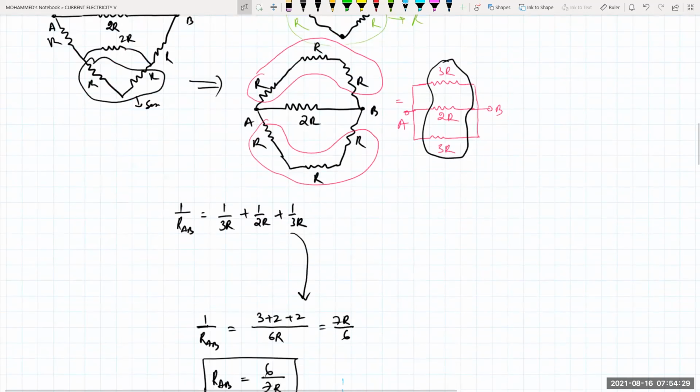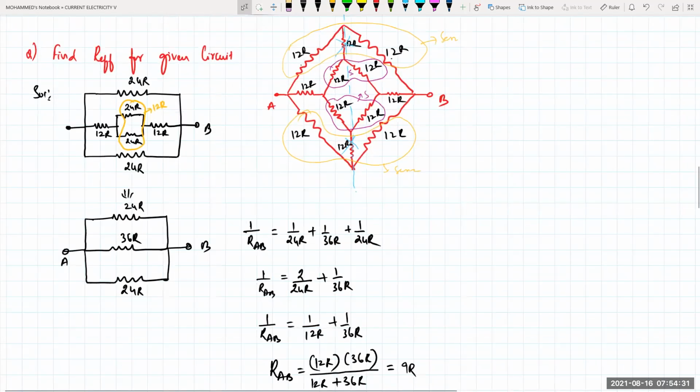Clear? Sure, next one. Find the R effective for the given circuit. So this is with red color, what I have drawn, that is your given circuit, beta. So this one is your given circuit.